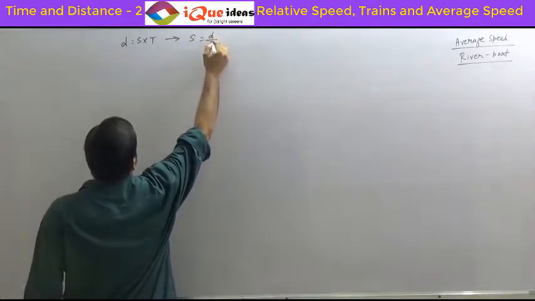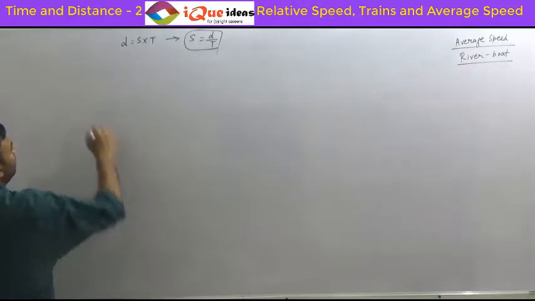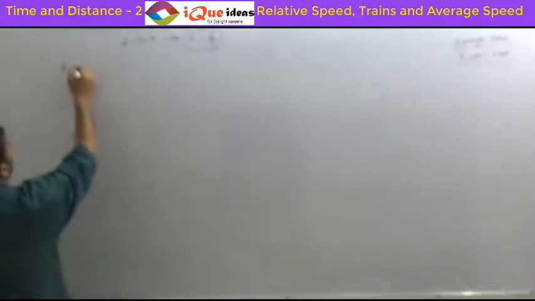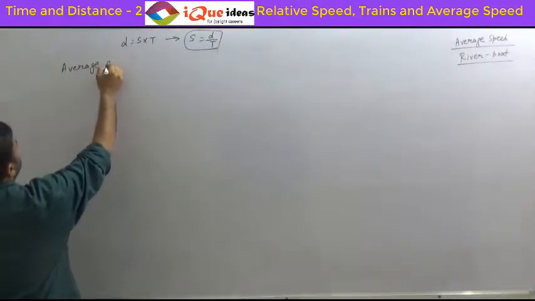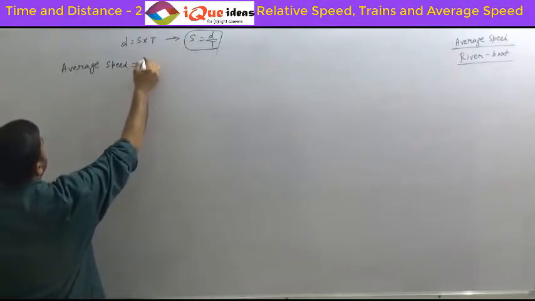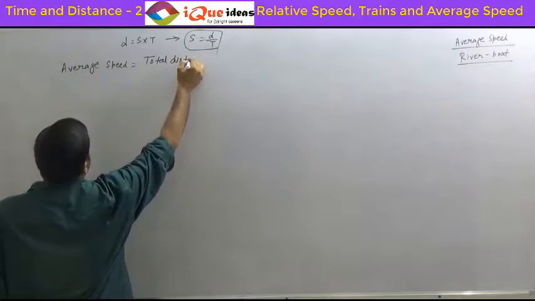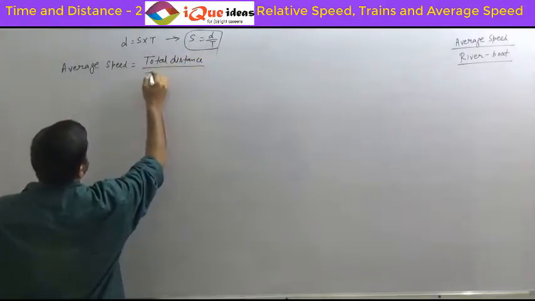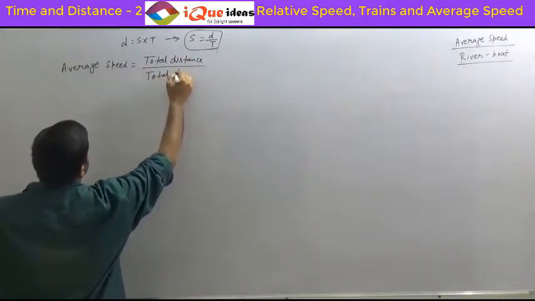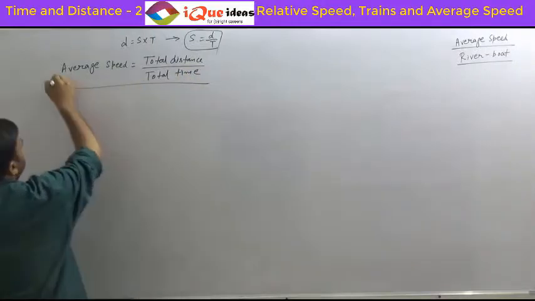Okay, we already know that distance is equal to speed into time, so speed is equal to distance by time. Alright, so the first thing that we need to understand, for all cases, is that average speed is equal to the total distance travelled divided by total time consumed. Okay.